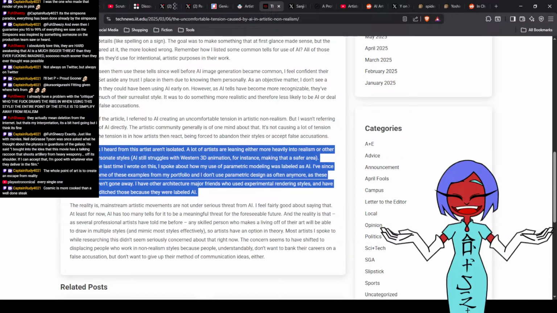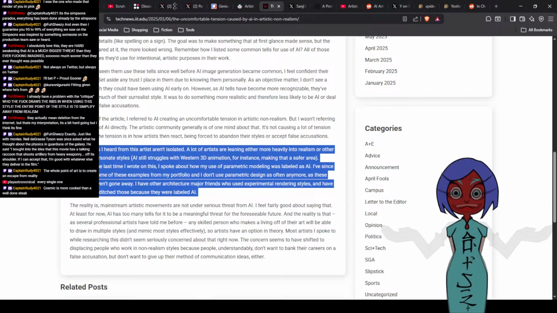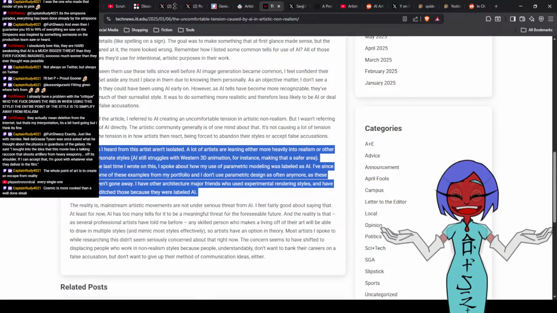I have other architecture major friends who use experimental rendering styles and have more or less ditched those because they were labeled AI. Again, this sounds like a personal problem. This sounds like a personal problem from someone who doesn't have the chutzpah to actually stand up and say, no, I've been doing this for this length of period. Fuck you, right? This isn't that hard, right? Oh my god.